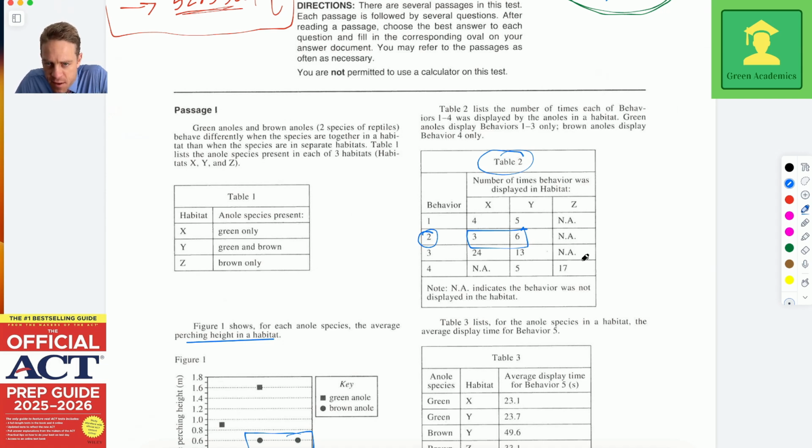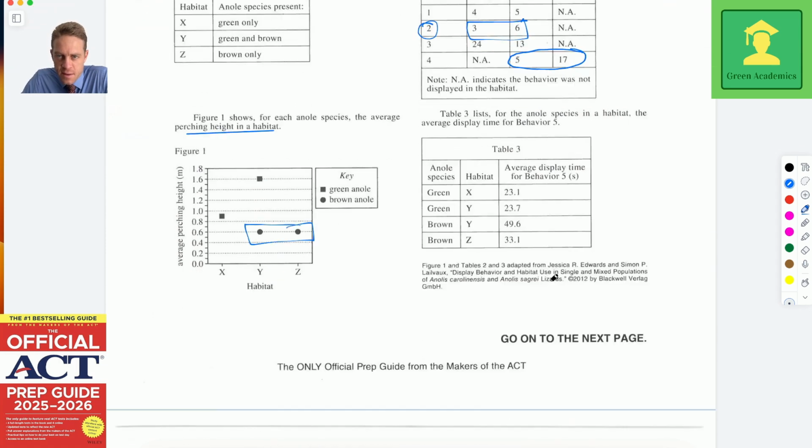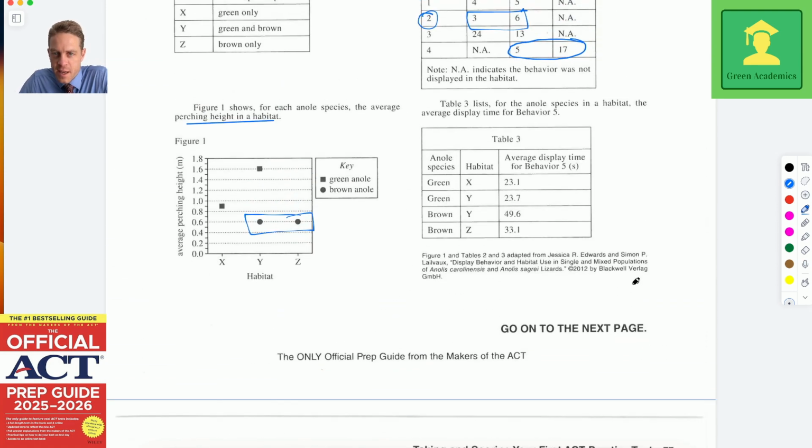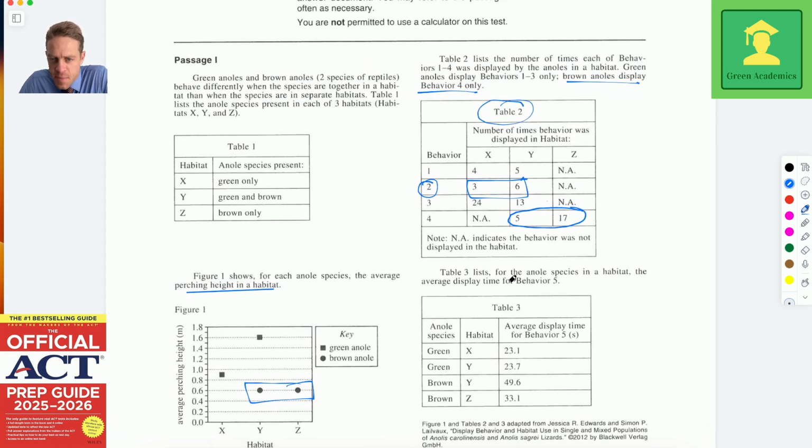So your instinct is to look at this Y and Z. Well, those are not the same, but are those for brown anoles? Yeah, brown anoles displayed behavior, so that's definitely not number of times, so that's gone. So this is gone, and this is gone. Well, it must just be 1, but you could confirm that this is not the same if you wanted to. Average display time for behavior 5 is this for the brown. So yeah, these are not the same, so no.